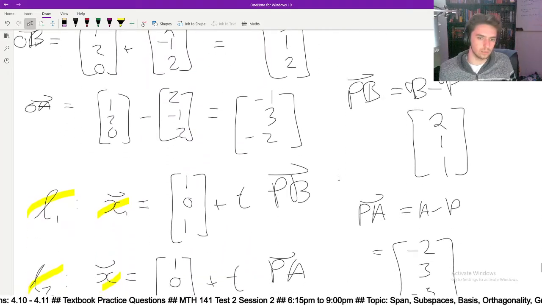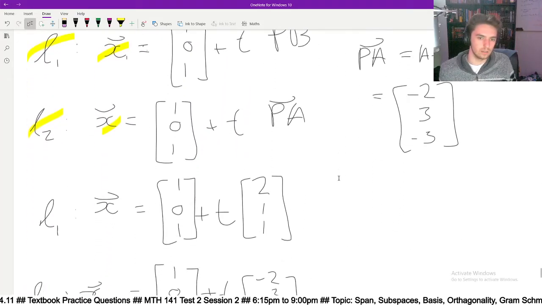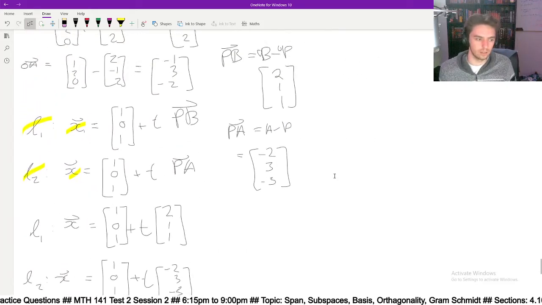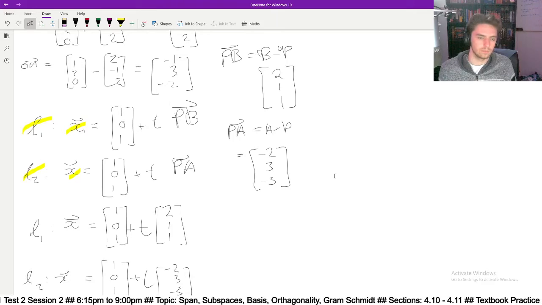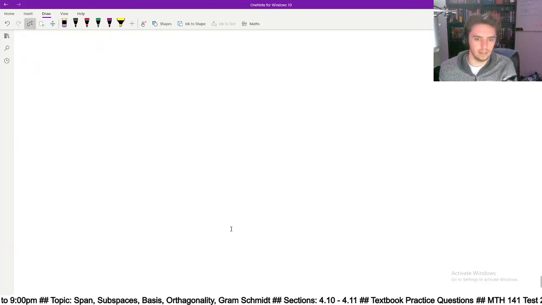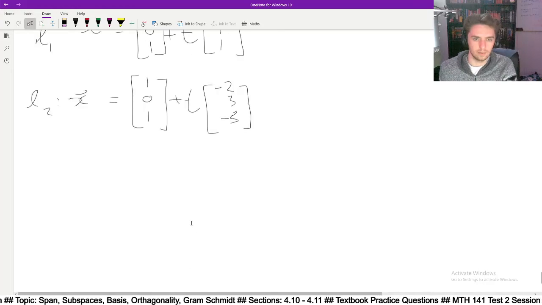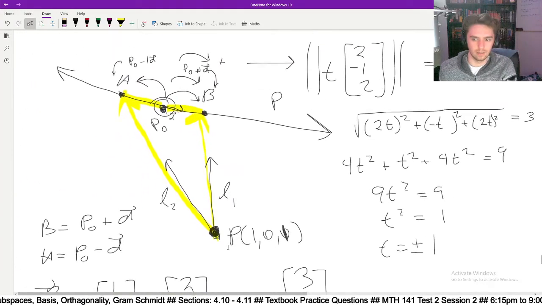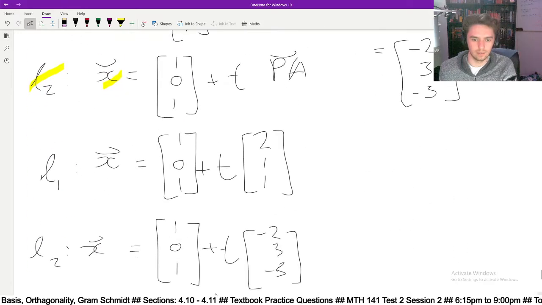Do you want me to scroll down? Yeah. Maybe I'll zoom out a little bit. Zoom back in. It's always a pain to zoom back in. Oh, there we go. Is it working?